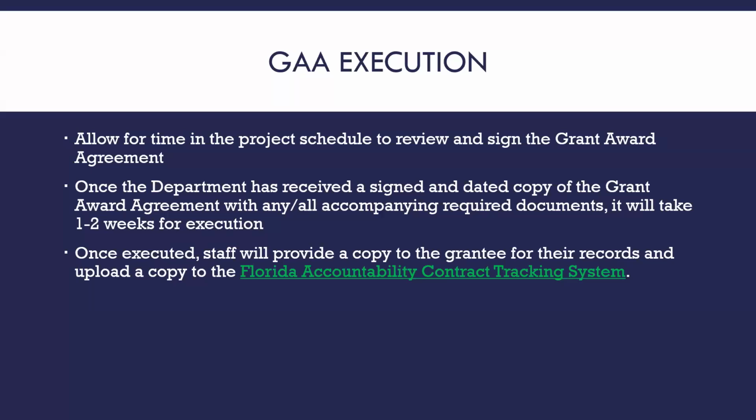Once we have received the signed and dated copy of the grant award agreement from you, including all the required documents that goes with it, it can take a week or two for us to get it executed. It depends on if our directors are here, holidays, staff absences. So be sure to keep that in mind. And then once we have executed the grant award agreement, we will provide a copy for your records. And you're always able to access that in DOS grants to download as well. And once it's published in FACTS or the Florida Accountability Contract Tracking System, the contract is there as well.